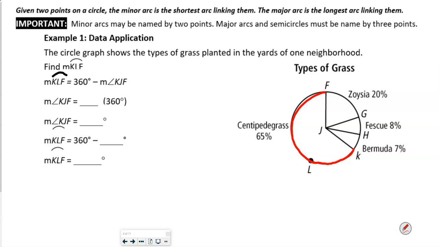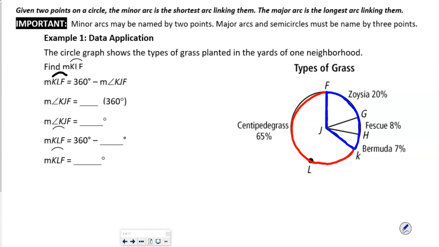So to find that arc, what we could do is find the measure of what isn't that arc, and then figure out what the rest of it is. But in this case, there's a couple ways we could do it. So we could find what this is right here, this piece of the pie. Now notice these are all in percents, right? So if we add up all those percents, we should get 100%.